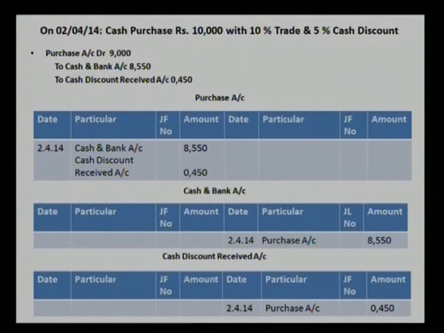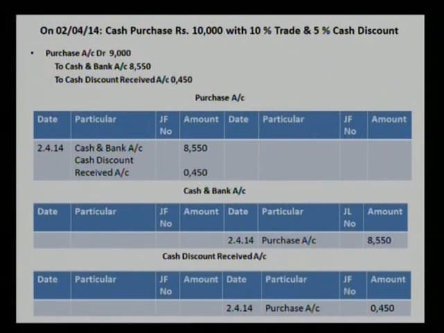Second, cash and bank account, because we have to pay the remaining amount, 8550, and we have to credit the cash discount received account by the cash discount allowed by the seller or the supplier, and that will be 5% of the 9,000 rupees of the net purchases. So it will be 450. Now we have to post these effects in the respective three accounts. First one, the purchases account. We have to debit the purchases account by the amount of 9,000 rupees, but we have to mention the date, which is very obviously 2nd April 2014.